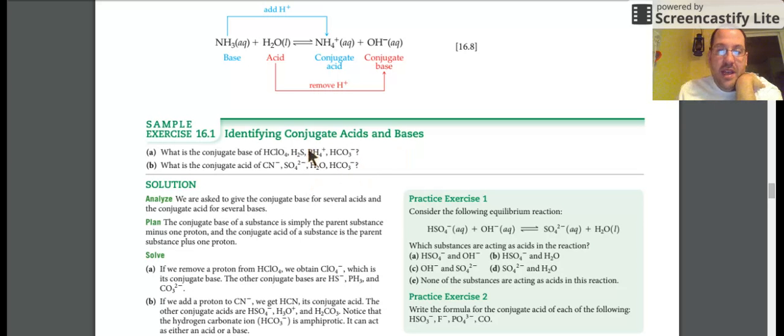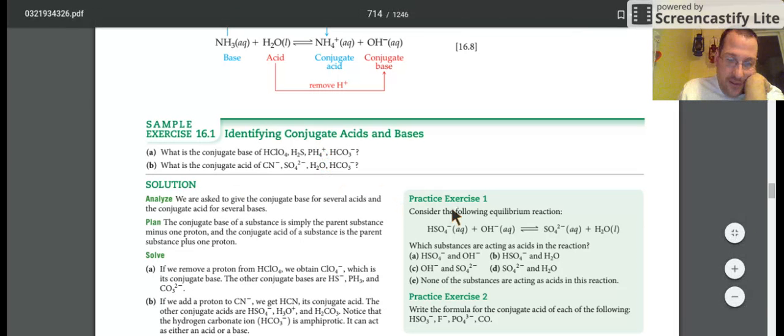Here's this phosphonium ion. To form a conjugate base, it's an acid, so it loses a proton. The conjugate of this is going to be PH3, no charge because it's losing a charge. And so you can go down and take a look at some of the answers there.